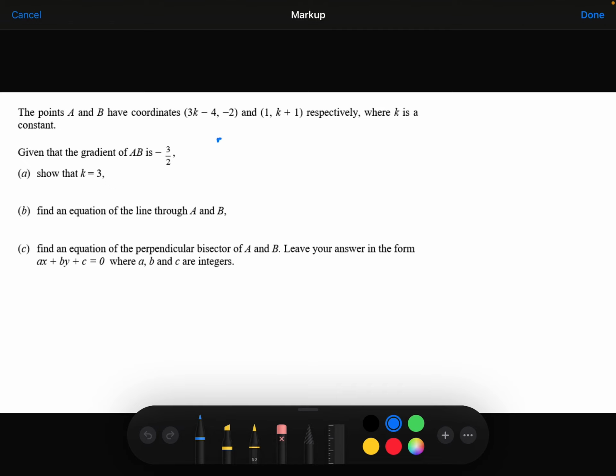So we know how to work out the gradient between 2 points. It's the change in the y coordinates divided by the change in the x coordinates. So the change in the y coordinates, I'm going to do k plus 1, take away the minus 2. That's going to be divided by the change in the x coordinates. It's going to be 1, take away the 3k minus 4. I'm using brackets here to be super careful with these negatives.